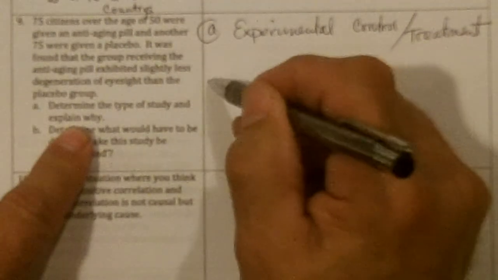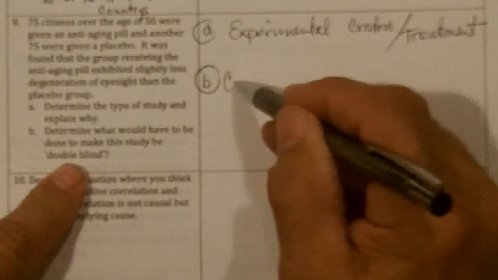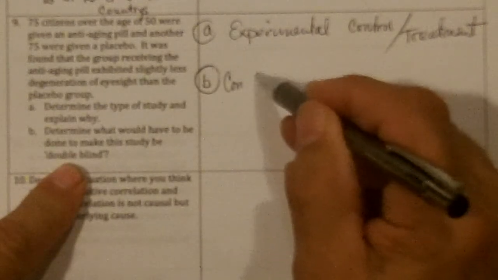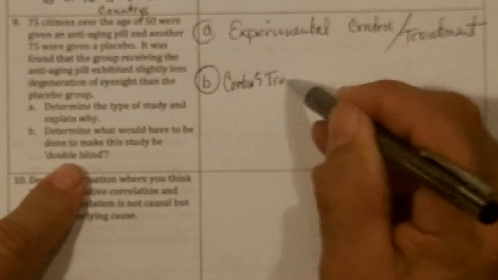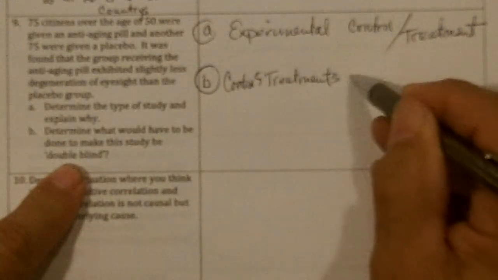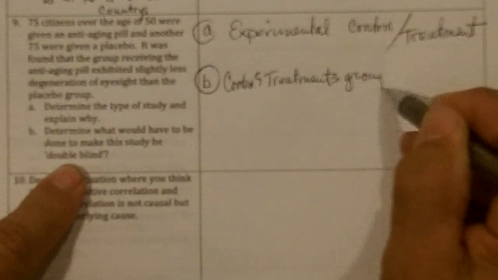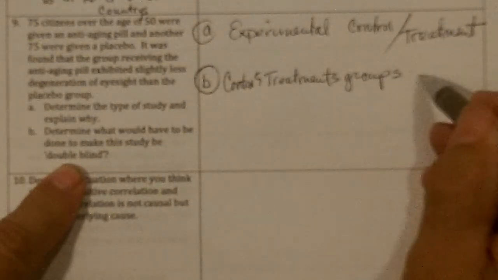And B, determine what would have to be done to make the study be double-blind. First of all, those that are getting treated, control and treatment groups, the people in these groups don't know which group they're in.